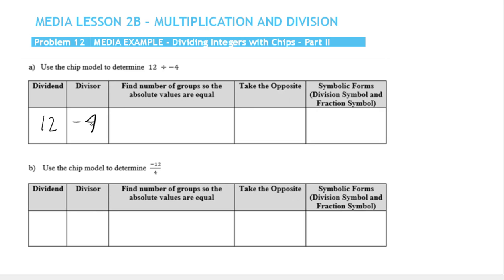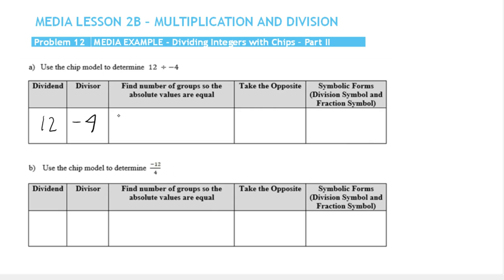So we could think of this as asking how many groups of -4 are in 12? Well, it's hard to think of groups of -4 and 12 because this would be positive chips and this would be negative chips. So what we're going to do is build up groups of -4, so the absolute value or the number of chips is equal to 12, and then we're going to take the opposite to correct for the fact that the chips aren't actually positive, they're negative.